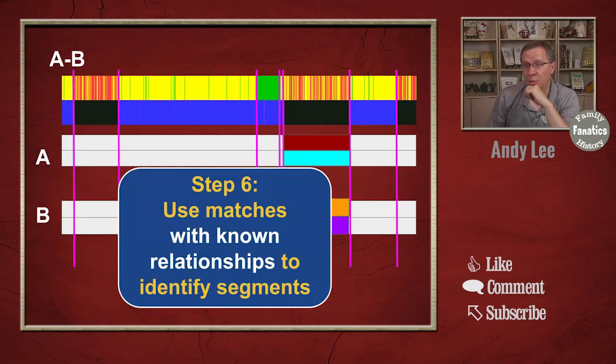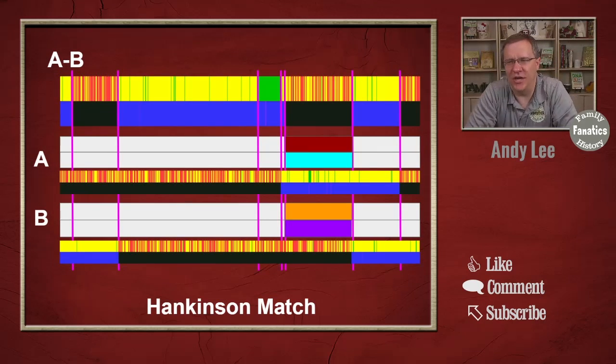So then we go to our next step, is we want to use matches with known relationships to identify our segments. So let's take a look at a match. And what I've done is I've put it just underneath each one of these chromosomes. So this is a match to a grandparent, which is a Hankinson grandparent. And we have underneath A, how the match looks there. And we have underneath B, how the match looks there. What we can see is that this blue area actually covers this part all right in here.